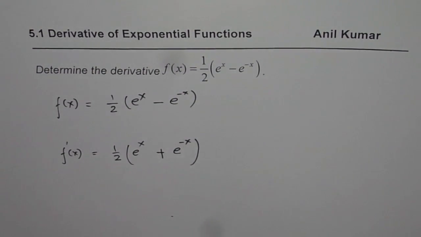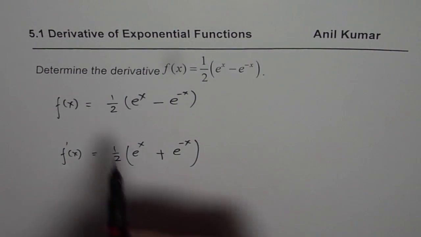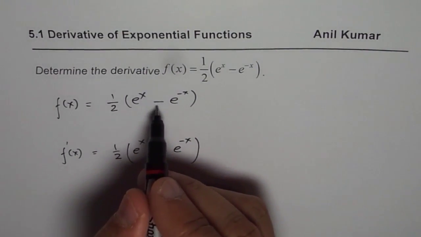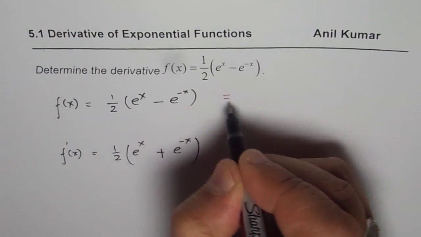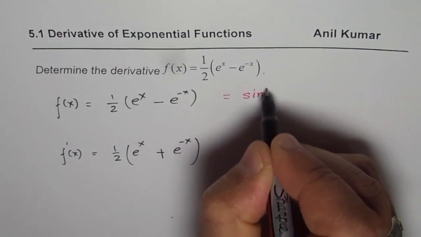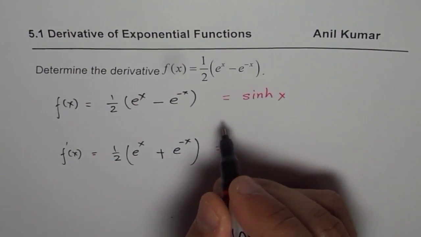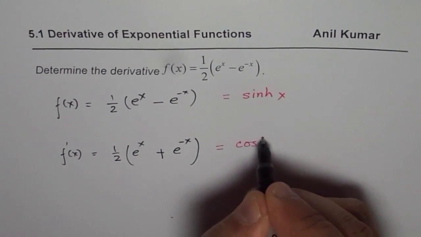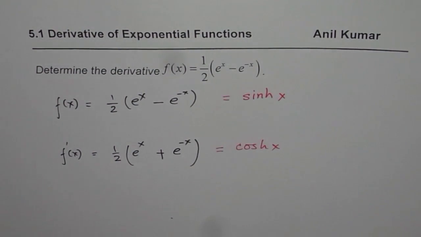Now the reason for taking up this question is that this is a very special function, and we say this value, half of e to the power of x minus e to the power of minus x, is referred to as sine hyperbolic x, right? And its derivative, which we just found, is cos hyperbolic x. So you're going to learn about these functions soon.